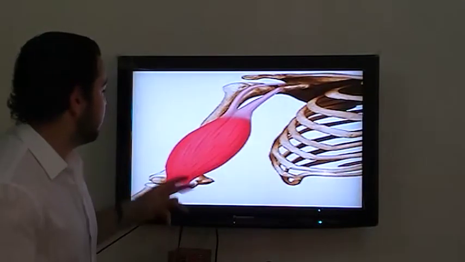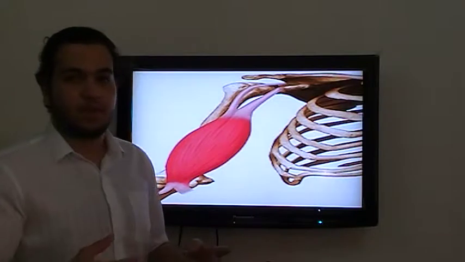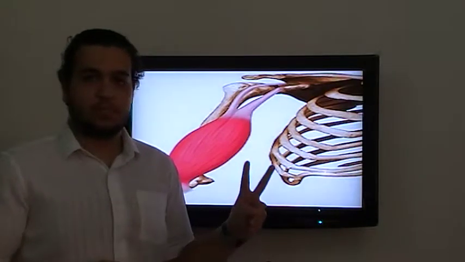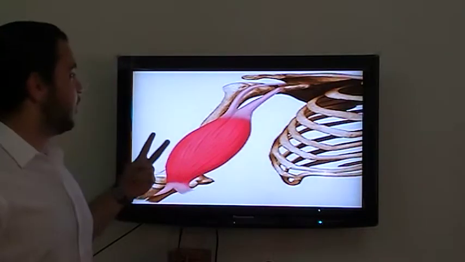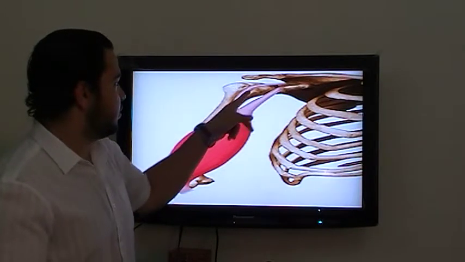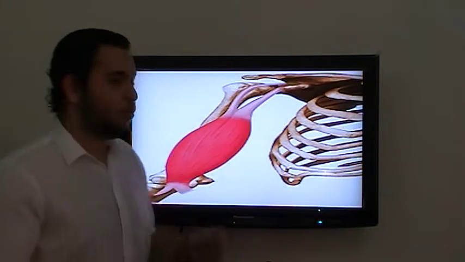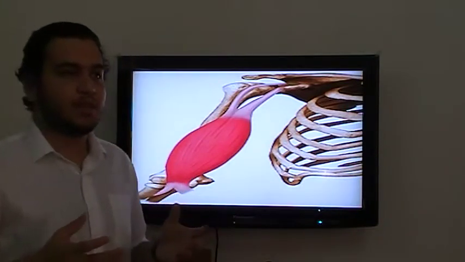Now the next muscle will be the biceps. Why did they call it biceps? Bi means basically two. So it has two heads. Okay. So this is the first head. There's a long head and there's a short head. Biceps is a well-known muscle for bodybuilders, but that's actually not it.